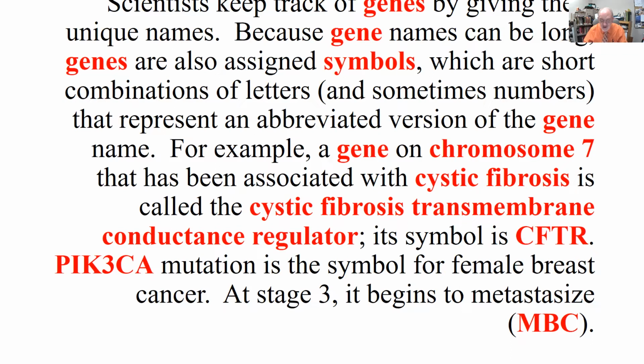PIK3CA is the most commonly mutated gene in HR+, HER2-negative metastatic breast cancer. It occurs in 40% of all women with the disease. If it advances to stage 3, it begins to metastasize, that's MBC, and spreads into other organs and bones.